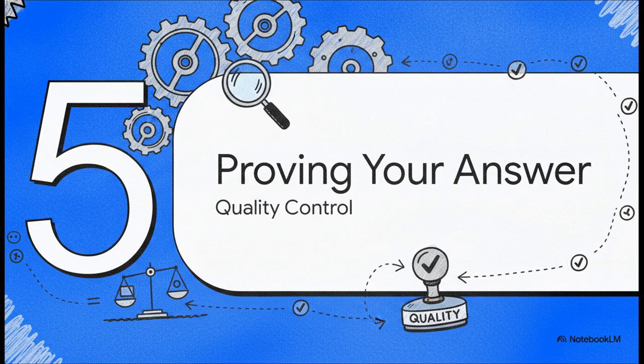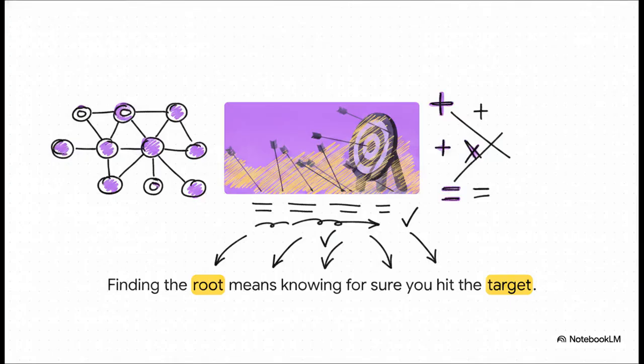And finally, we arrive at our last section, proving your answer. In the mechanics of math, this is our quality control department. In algebra, a solution to an equation is often called the root. Finding that root is exactly like hitting the absolute dead center bullseye on a target. But the absolute best part about algebra, and I truly mean the best part, is that you never have to guess if you hit the target. You can actually prove your accuracy with 100% certainty before you ever hand in your work.